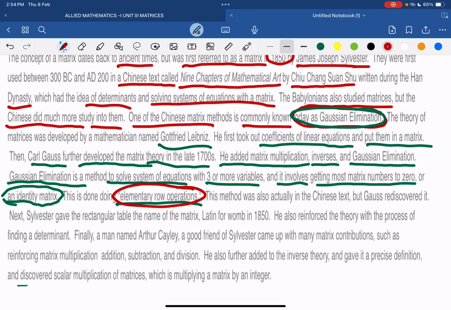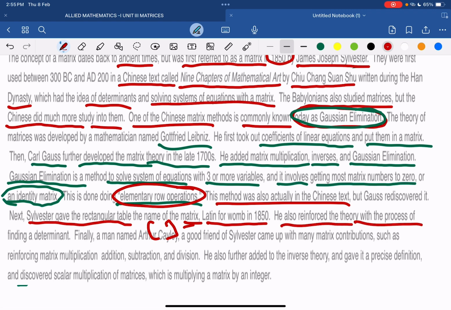So this method is also actually in Chinese text. This method is mentioned in Chinese text, but Gauss rediscovered it. Next, Sylvester gave rectangular tables the name matrix, from the Latin, in 1850. He also reinforced the theory with the process of finding the determinant.